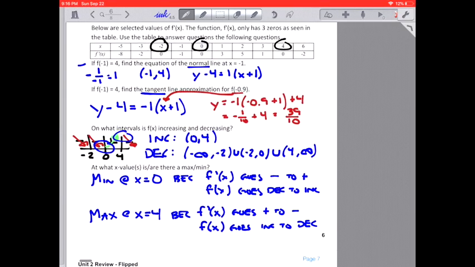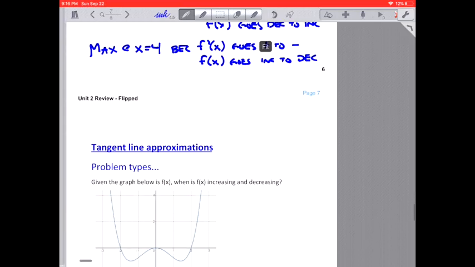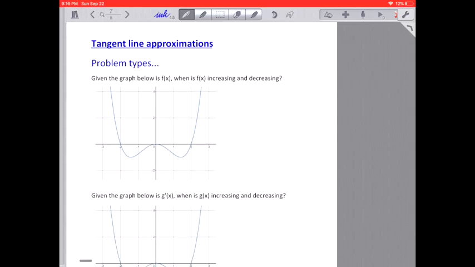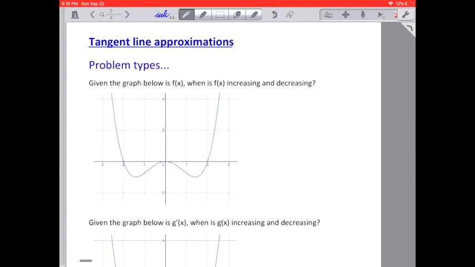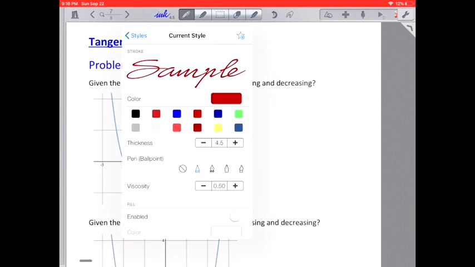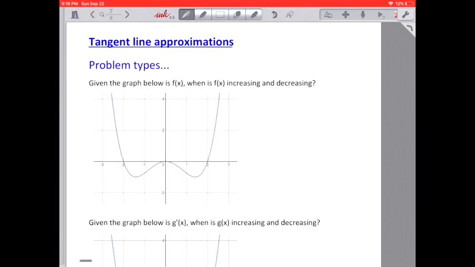So again, we use the sign chart to determine where the derivative changed signs. That determines where we have mins and maxes. Now the other type of question you might see, this is not a tangent line approximation, this is more of an increasing, decreasing type question.